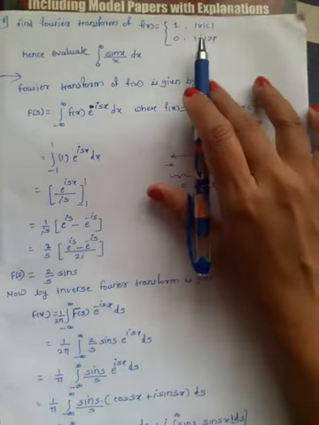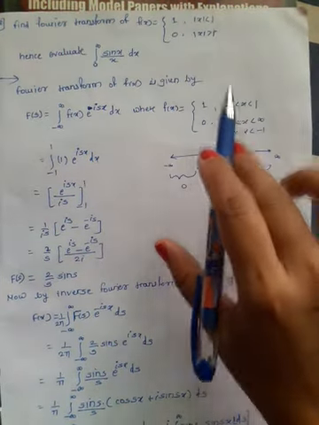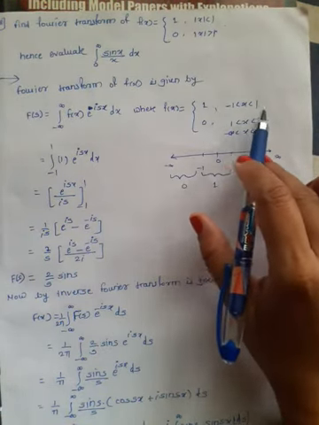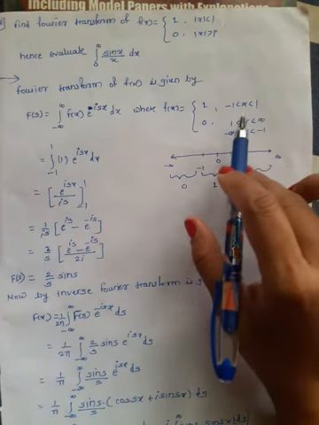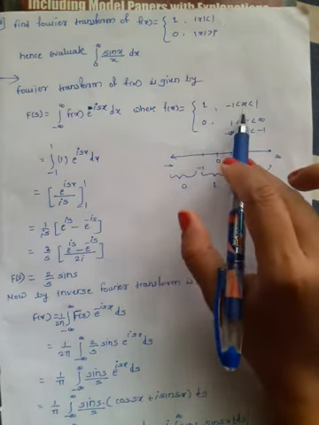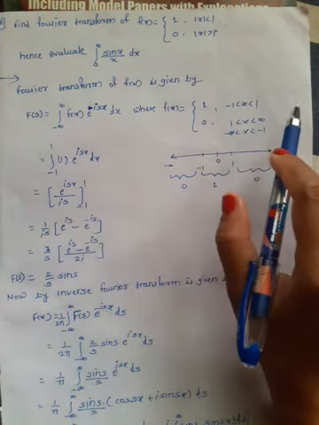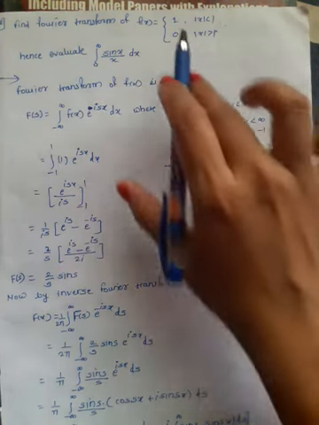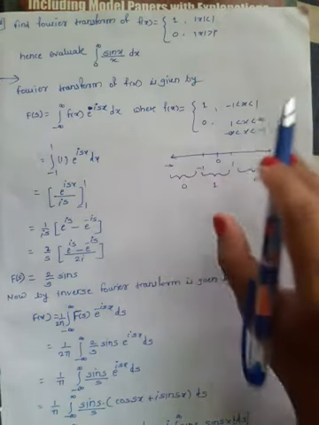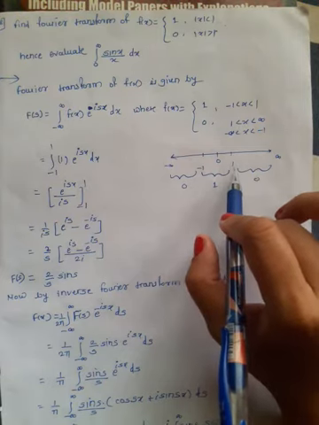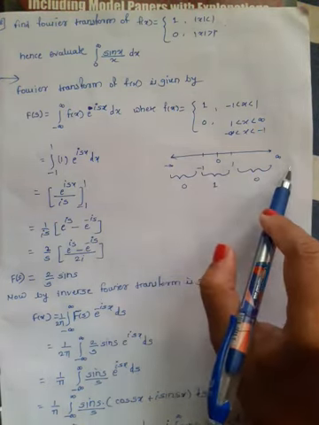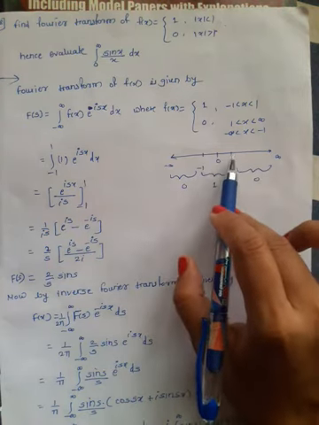Now mod x less than 1 means x lies between minus 1 and 1. Remember that. Mod x less than any number means x lies between minus that number and plus that number. The function value is 1 in this interval. And mod x greater than 1 means apart from minus 1 to 1: on the number line from minus infinity to plus infinity, this is 0, this is 1, this is minus 1.